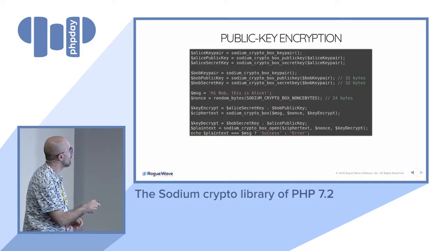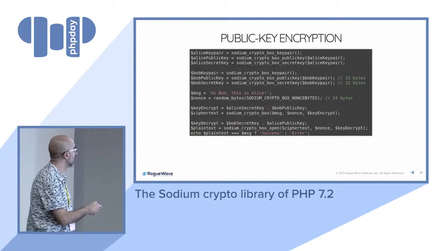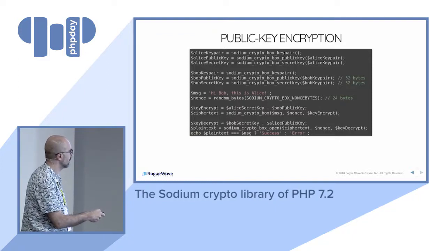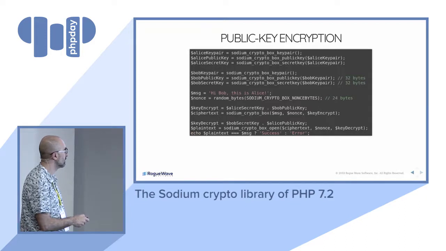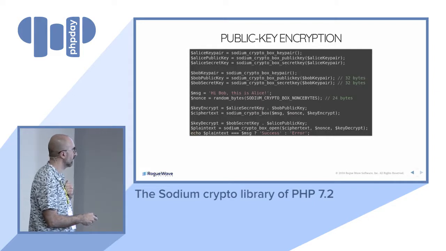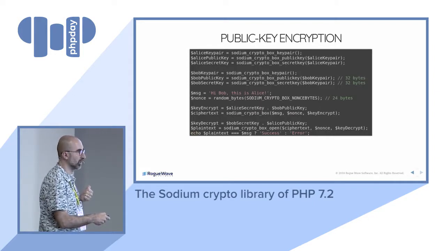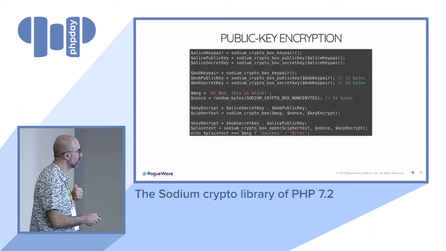So this is the message. Hi Bob, this is Alice. This is the message that Alice wants to send to Bob. We also need a nonce here, which is a random number. In order to send a message to Bob, we need to use the secret key of Alice, because Alice is sending to Bob. So I need to use my secret key, Alice, and the public key of Bob. I just concatenate these two keys, and I use the sodium crypto_box with the message to encrypt, the random value, the nonce, and the key to encrypt.